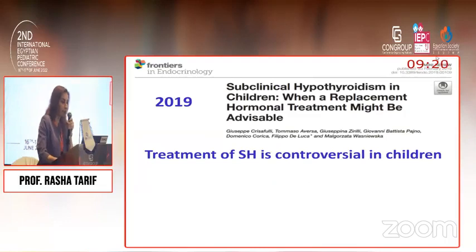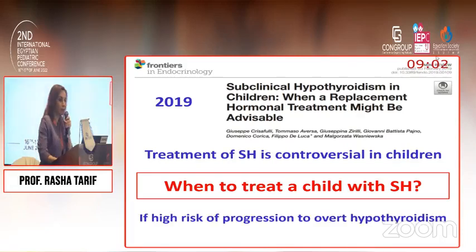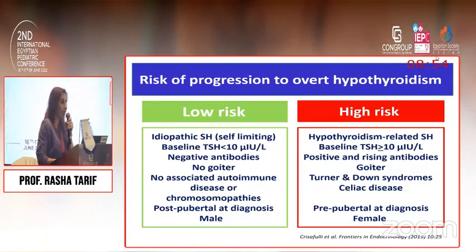And let me share with you the guidelines, Frontiers in Endocrinology 2019. And what was clearly written is that treatment of subclinical hypothyroidism is controversial in children. And when the question was raised, when to treat a child with subclinical hypothyroidism, the answer was if there is a high risk of progression to overt hypothyroidism. And here they categorize the groups into either low risk or high risk.